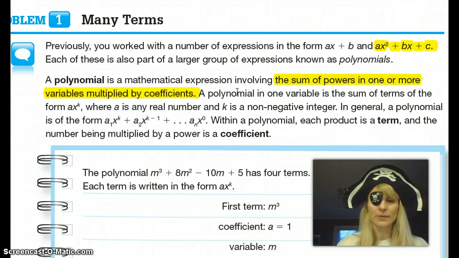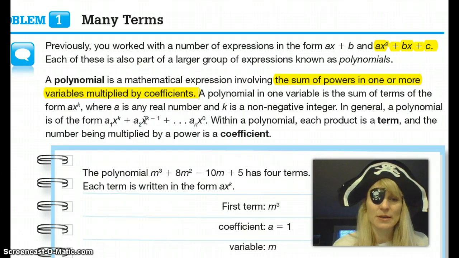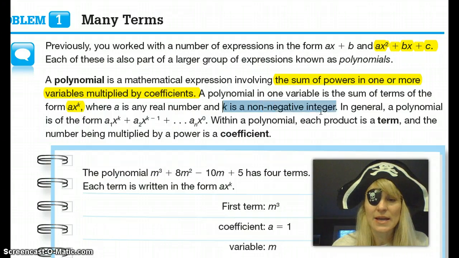A polynomial is one variable and a sum of terms in the form of a x to the k power. This is important. It's a x to the k power, and the k must be a positive exponent. See, it says k is a non-negative integer. Hopefully you remember from several years ago that non-negative integers are all whole numbers. So it has to be 0 to infinity, positive numbers, but whole numbers as well.